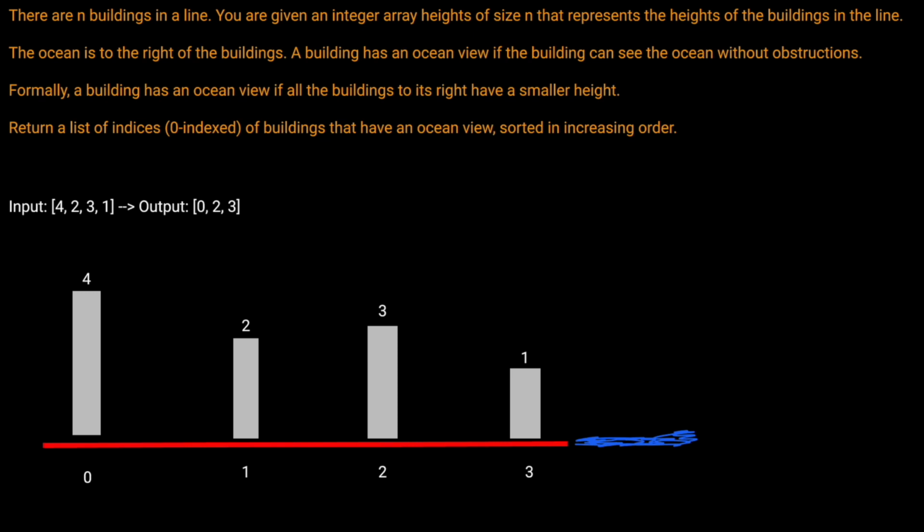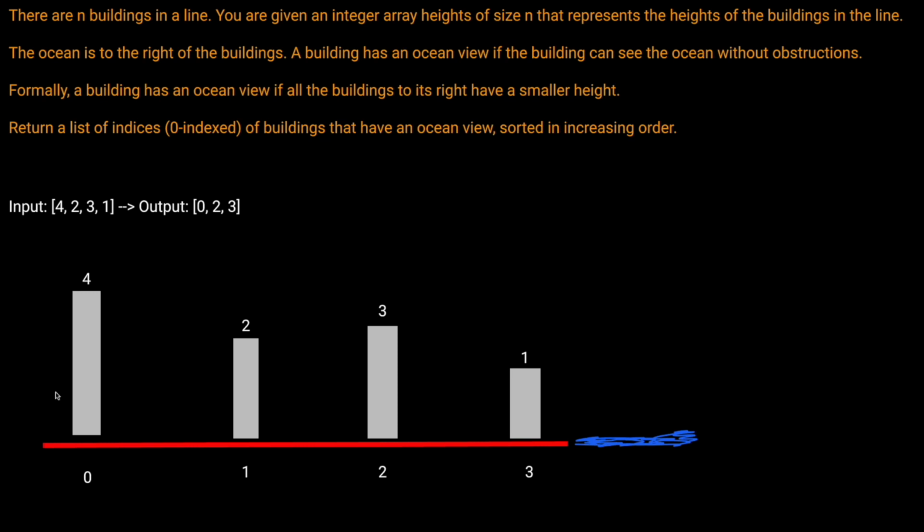There are n buildings in a line. You are given an integer array heights of size n that represents the heights of the buildings in a line. The ocean is to the right of the buildings. A building has an ocean view if the building can see the ocean without obstructions. Formally, a building has an ocean view if all the buildings to its right have a smaller height. Return a list of indices, 0 indexed, of buildings that have an ocean view sorted in increasing order.